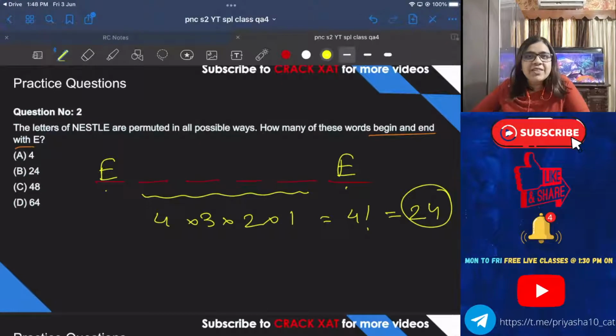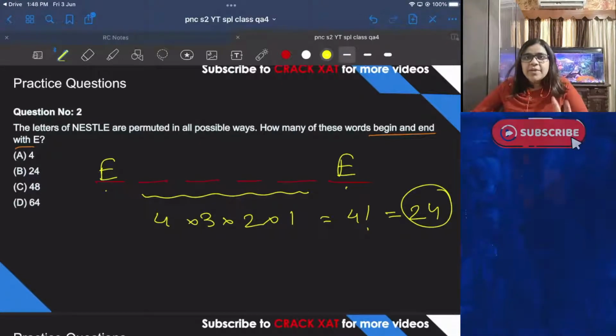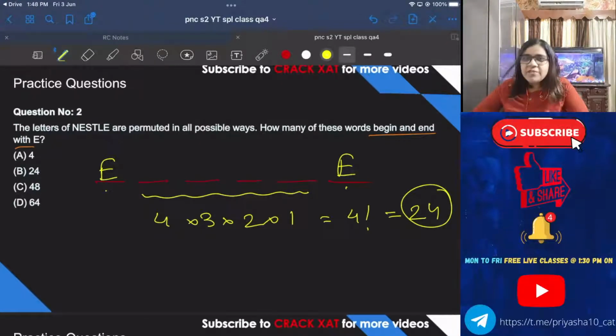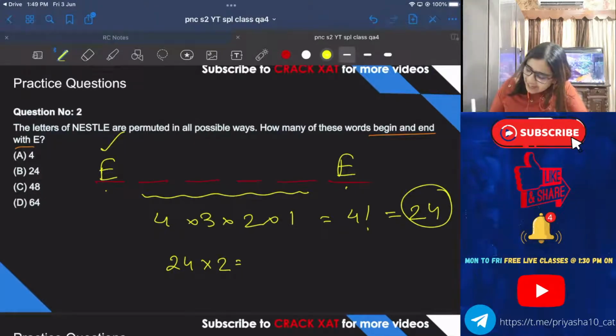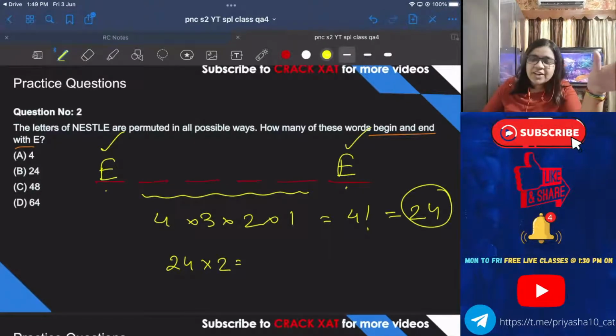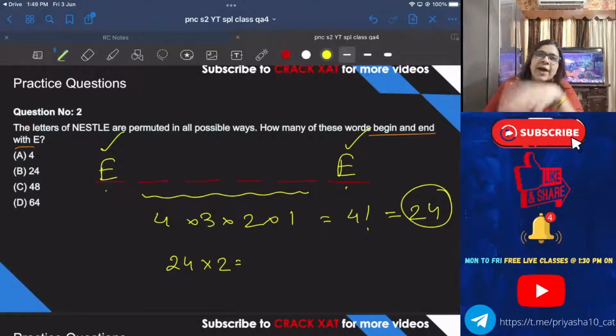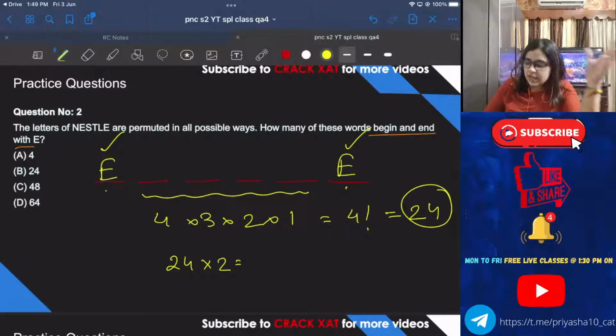Now tell me one thing. Will we just fix our answer to 24 or will I multiply 24 into 2? Why shouldn't I multiply 24 into 2? Because this E and this E are not different. So it really doesn't make a different case if I swap the E within themselves.